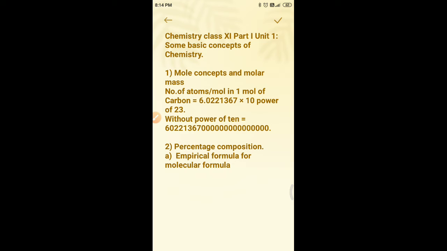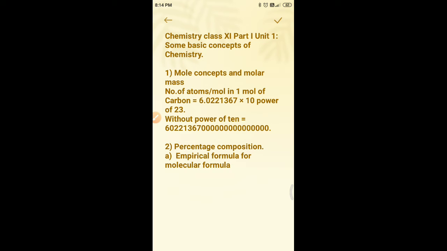Divide the mass obtained by the respective atomic masses. So we have to divide the mass by the respective atomic masses of the various elements, and this gives the number of moles of the constituent elements in the compound.